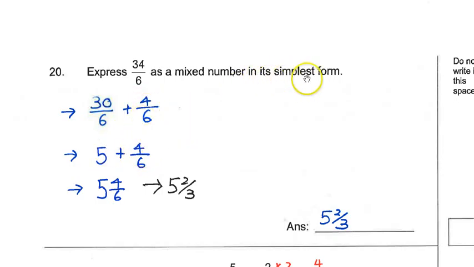Then remember, simplest form, your answer has got to be this, right? 4 divided by 2 is 2. 6 divided by 2 is 3. Right? This is your answer.